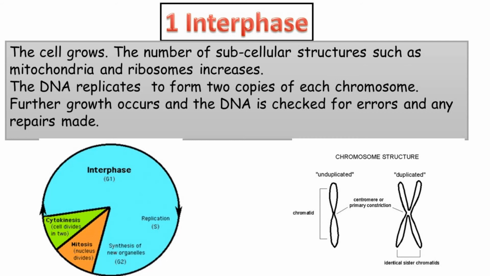So during interphase, the first phase, the number of structures inside the cell, such as the mitochondria and the ribosomes, increases. The cell also copies or replicates its DNA so that it actually has 2 copies of each chromosome inside the cell. Once the cell has finished copying its DNA and increasing the number of subcellular structures or organelles inside the cell, interphase is complete and the cell moves on to the next stage, which is called mitosis.